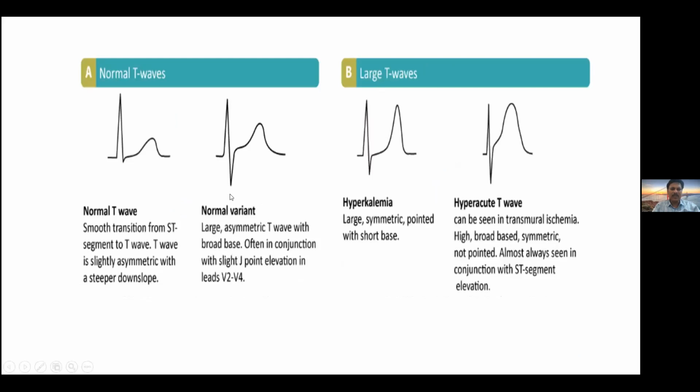So a normal T wave is like this. See here, the ascending limb has a smooth transition. The ascending limb is slowly growing up and it is longer. The descending limb is steeply coming down, it is shorter. This is the normal T wave.